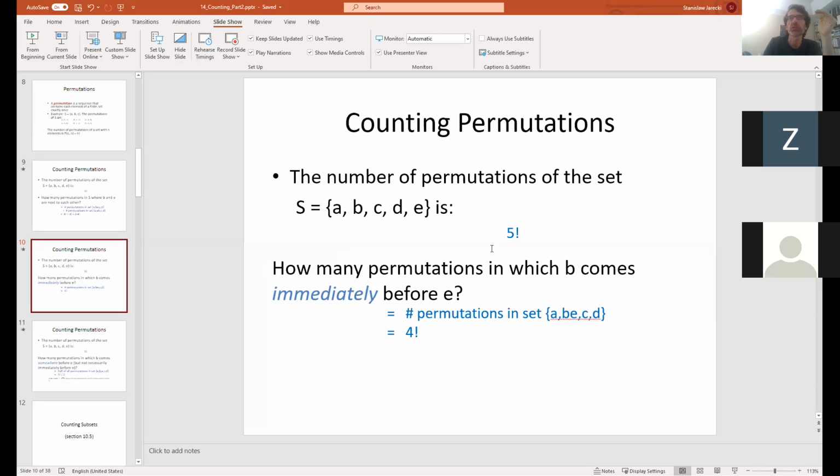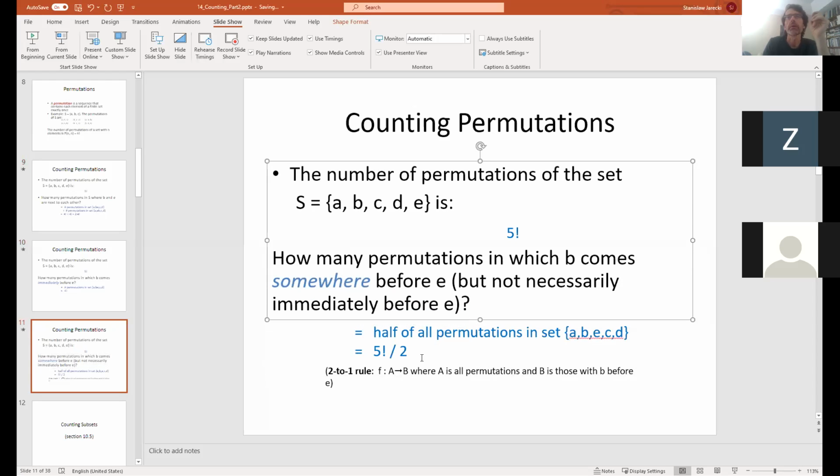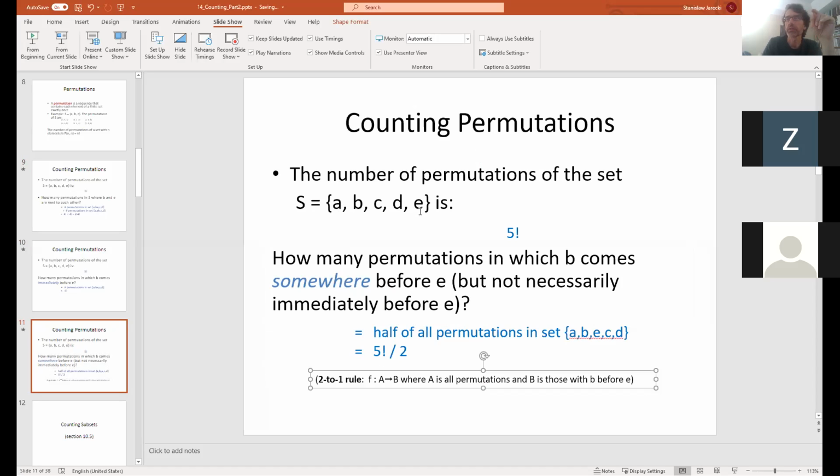Okay, so how many permutations where B comes immediately before E? We already know that it's 4 factorial. And now look at something: an application of a 2-to-1 rule. Let's say that I want to count all permutations in the set with a constraint, not that B and E are next to each other, but that B is somewhere before E.